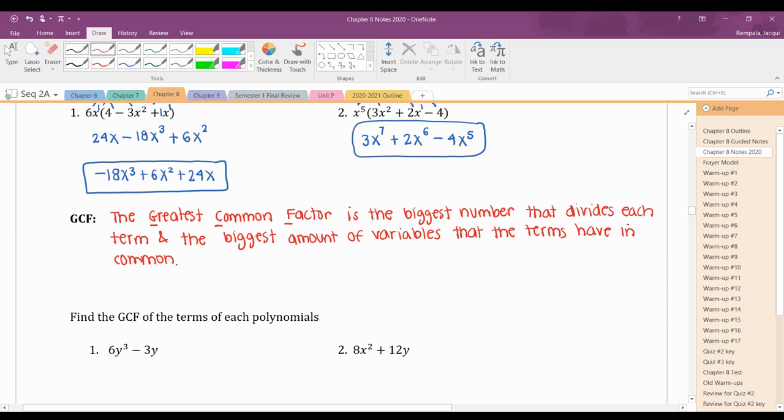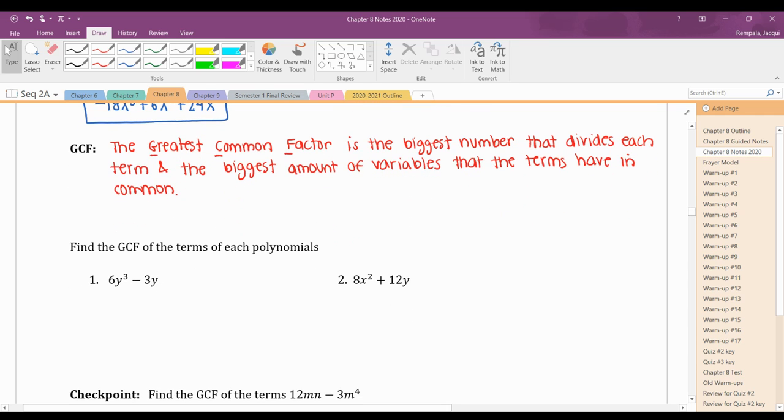So the GCF is the greatest common factor, which is the biggest number that divides each term and the biggest amount of variables that the terms have in common. Let's take a look at a couple of example problems here. We want to find the GCF of the terms in each polynomial. So we've got 6y to the third minus 3y. What I'm going to do is break down each term so then I can determine what everything has in common. So 6 is a number that I can break down with my factor tree.